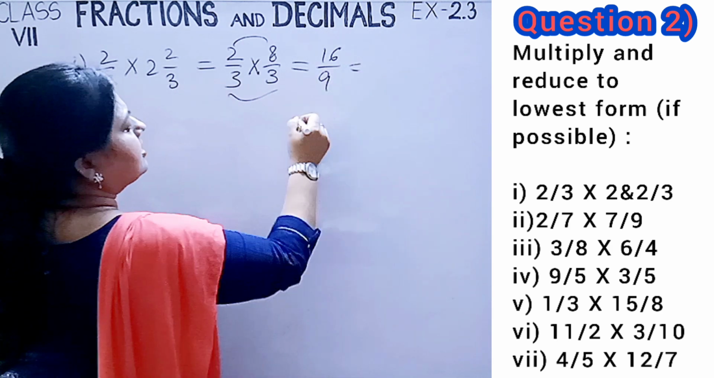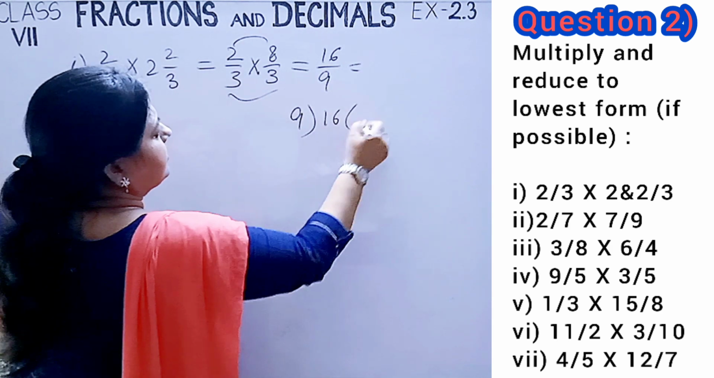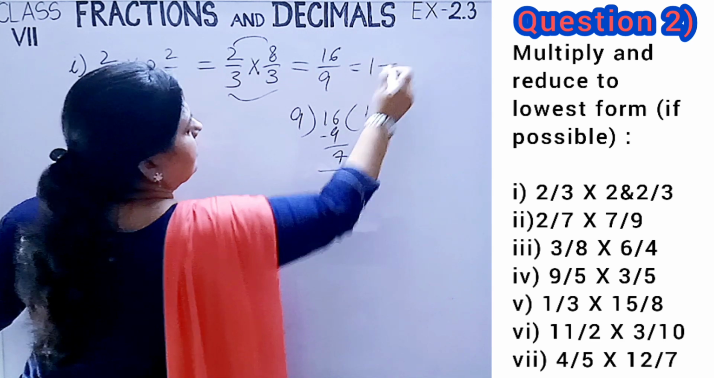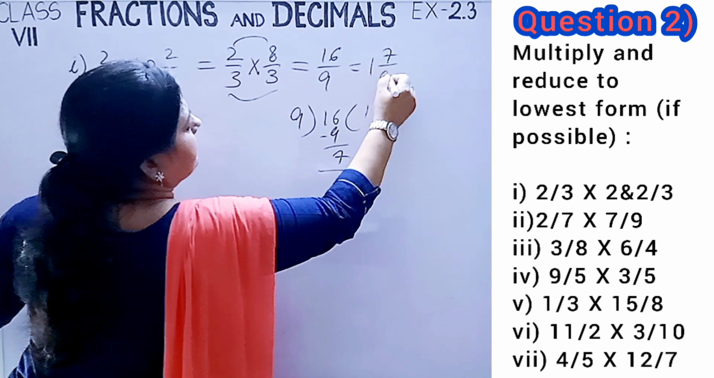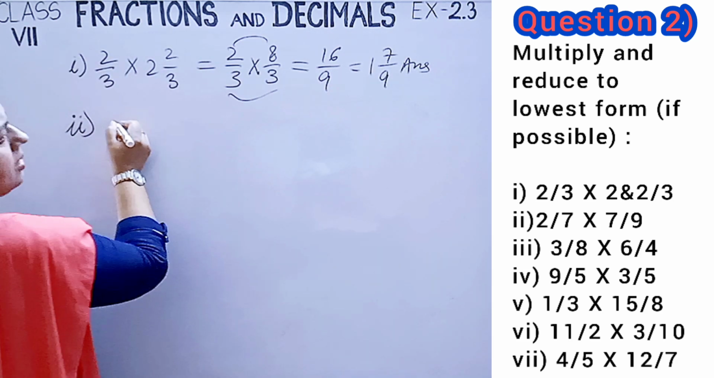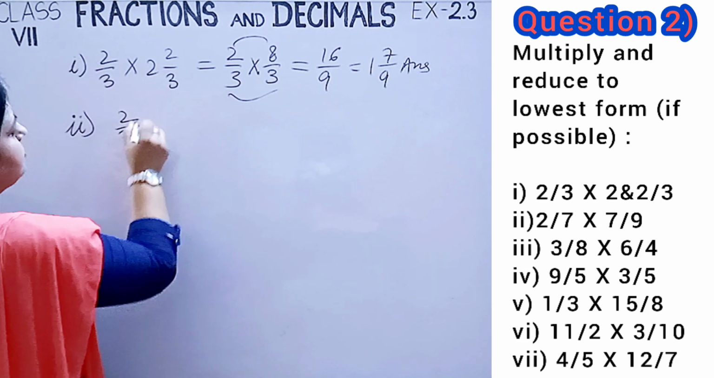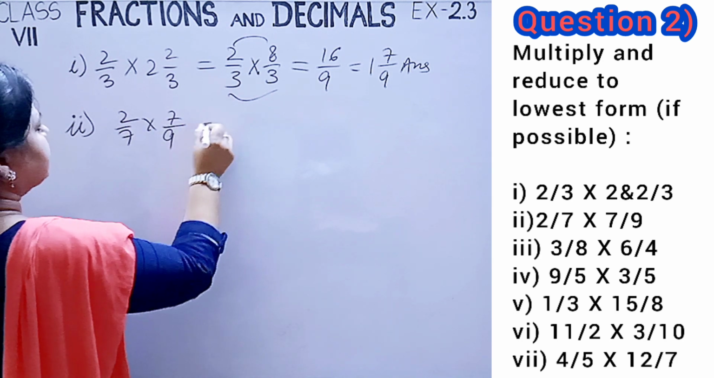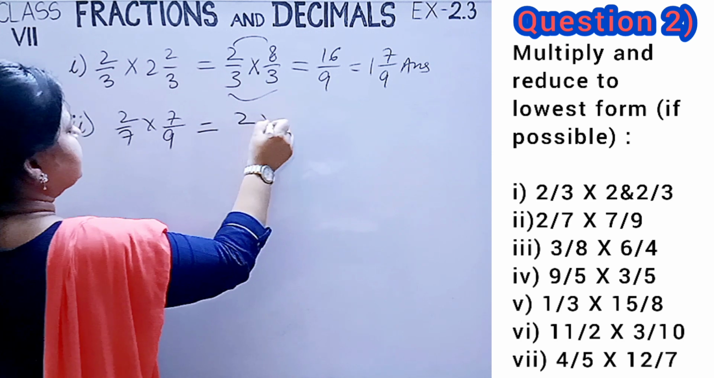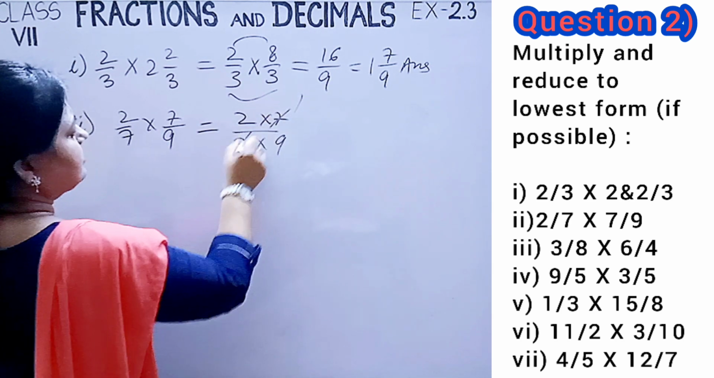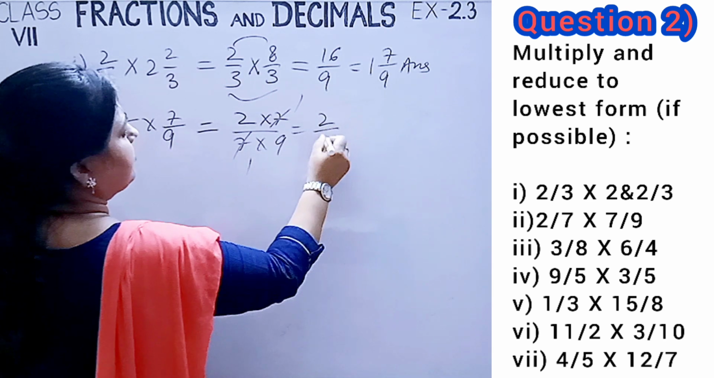Now we have to convert into mixed fraction. 9 1s are 9 and then 7. So 1 and 7 upon 9. Answer. Second part. 2 by 7 into 7 upon 9 is equal to 2 into 7 and 7 into 9. 7 1s are 7, 7 1s are 7 and we got here 2 upon 9.